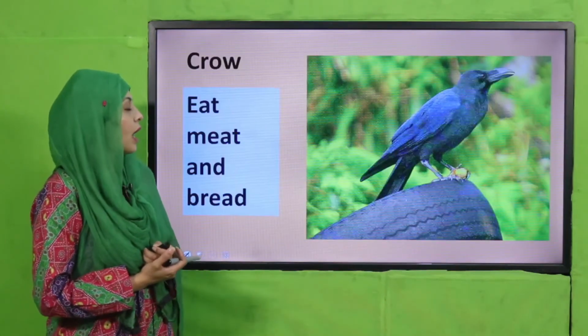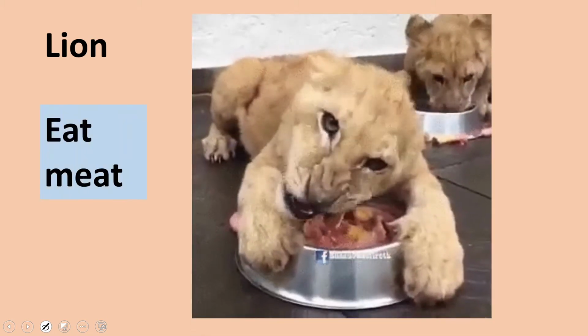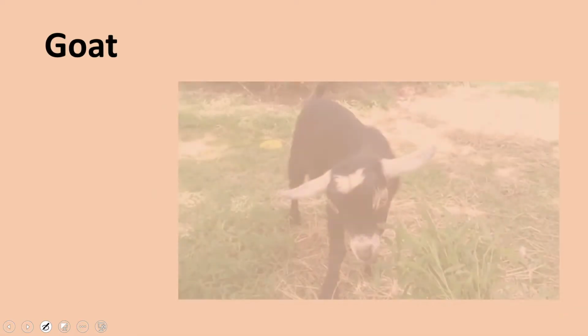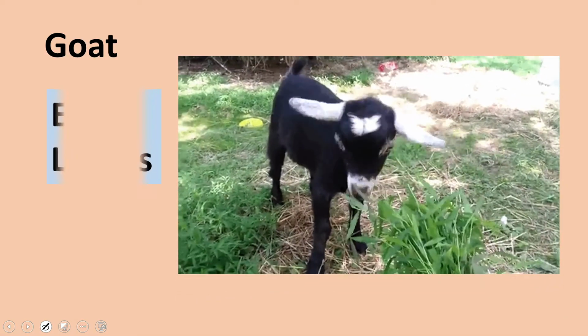So again, crow eats meat and bread, lion eats meat, giraffe eats leaves, goat eats leaves also.